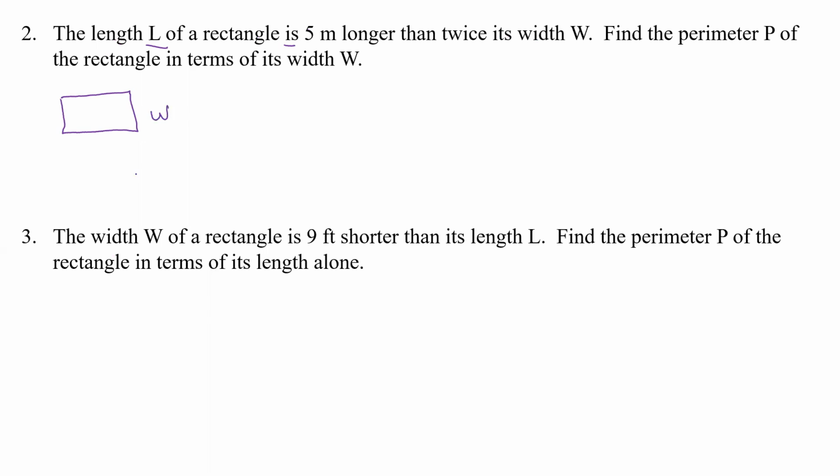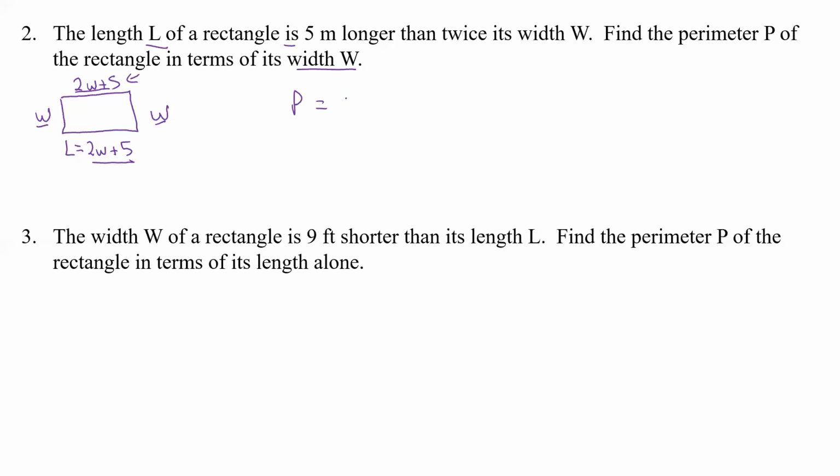So let's call this our width. And so our length then is equal to 5 meters longer than 2 times W. So it's 2W plus 5. All right. And so now it says find the perimeter of the rectangle in terms of its width W. Well, if that's what it wants, we don't even care about writing the L here. We really only need 2W plus 5 and W. So these are the four sides that matter because we want the whole thing in terms of W and not L.